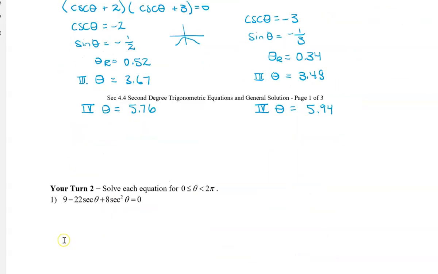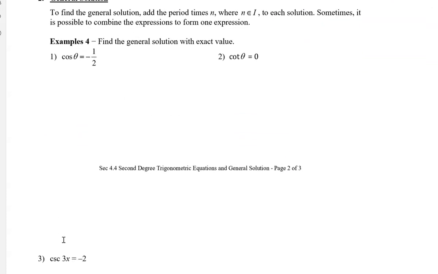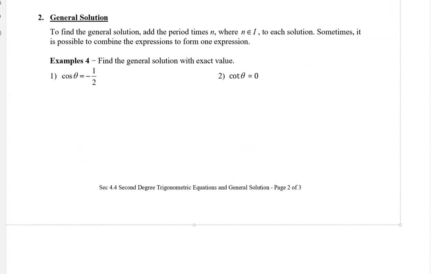All right, next we're going to take a look at the general solution. So let's scroll down to here. To find the general solution, we're going to add the period times n, where n is an integer, to each solution. We're adding the period because that's how often each of the graphs will cycle through. So we need to add the period times n, how many times we're doing this. Sometimes it will be possible to combine the expressions to form one expression, but you'll have to take a look at each question to decide if that is the case.